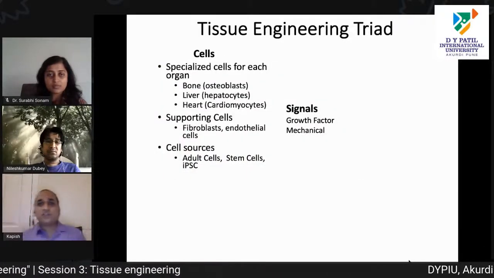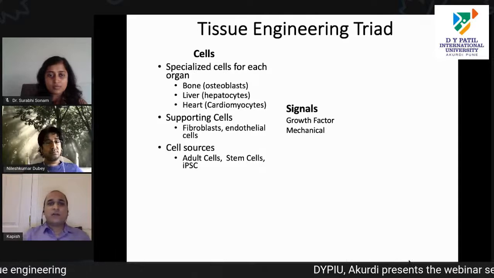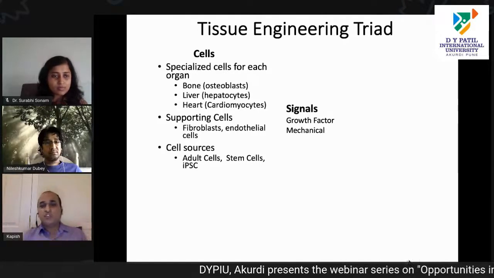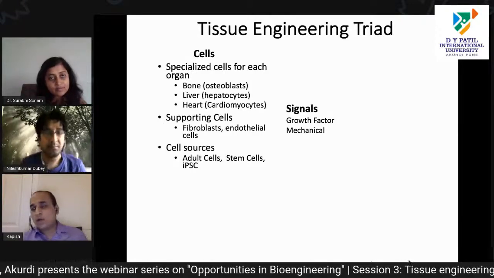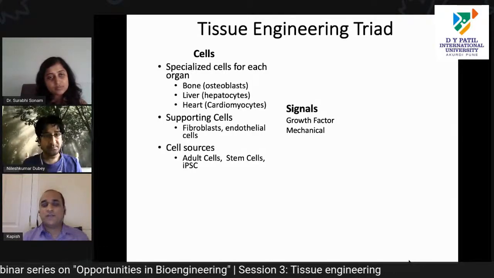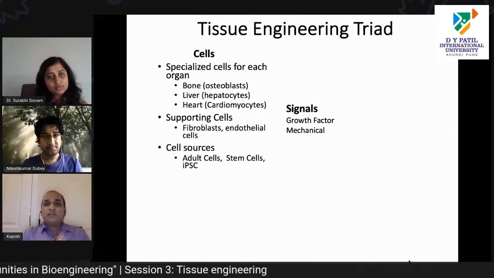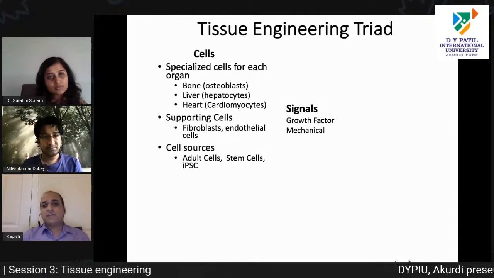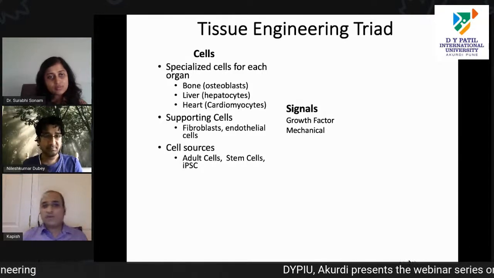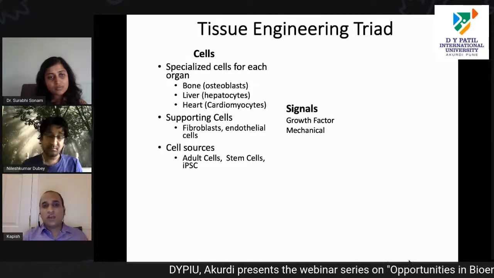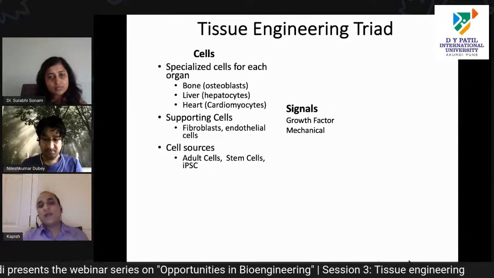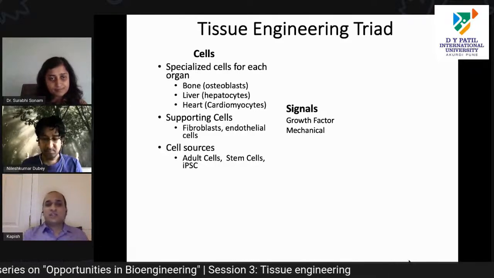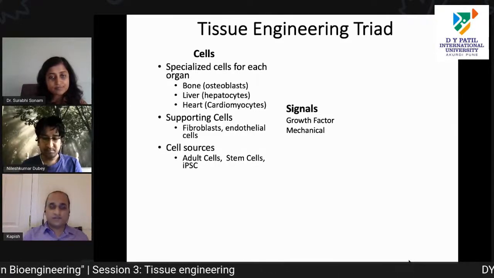So, just to give you a brief background about what tissue engineering encompasses. It is basically three main components. The first is the cell. That depends on the specialized organ that you are creating. For example, if you are creating a bone, you will work with osteoblasts. If you are working with the heart, you will try cardiomyocytes. And then there are supporting cells. These are the cells which support the organ.